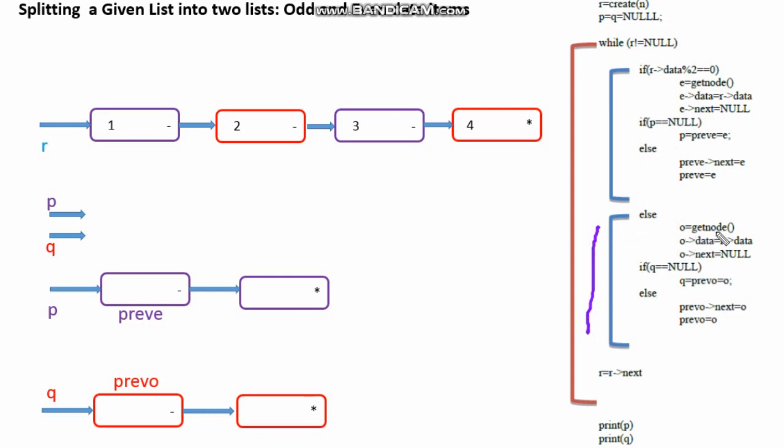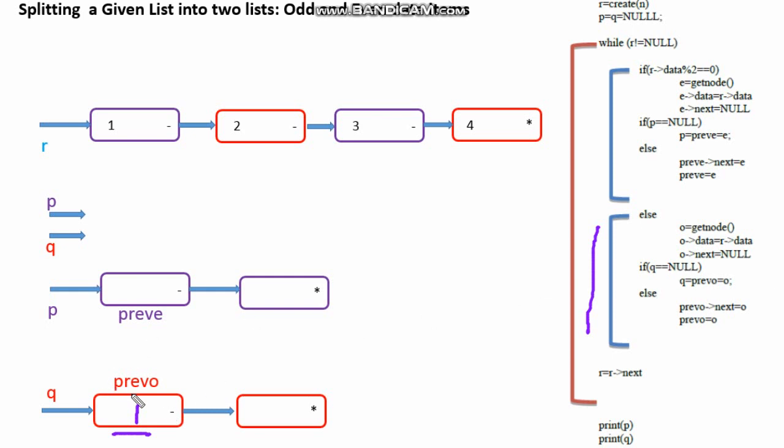So O equal to get node. So I create a new node here called O, the first time. Then O data equal to R data. That means this data, that is 1, will be entered here. That is a new node. O next equal to null. So that means this becomes null.